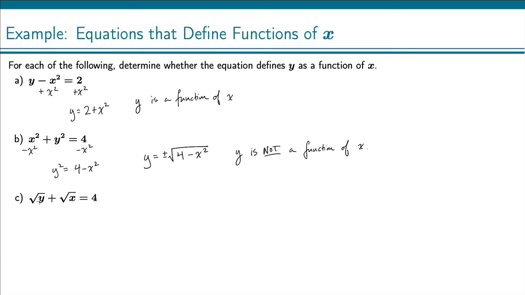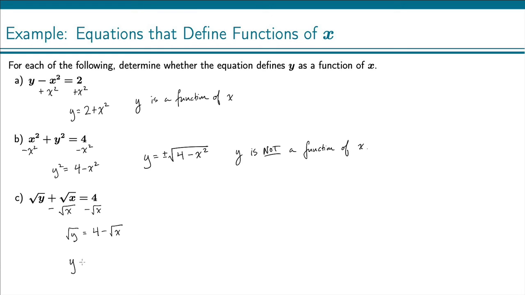And for part C, the square root of y plus the square root of x equals 4. So again, we try to solve for y. We'll subtract the square root of x from both sides here. So we have the square root of y equals 4 minus the square root of x. Okay, now to get y by itself, we will square both sides.